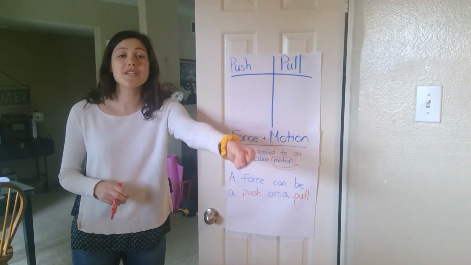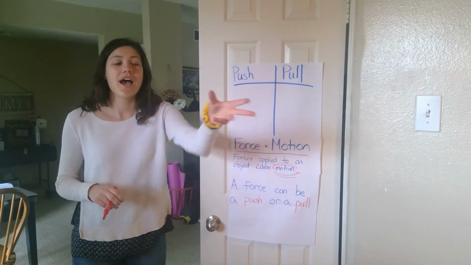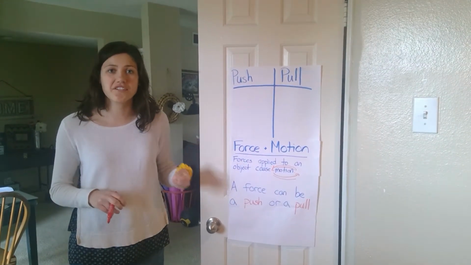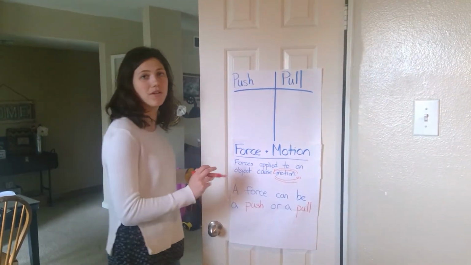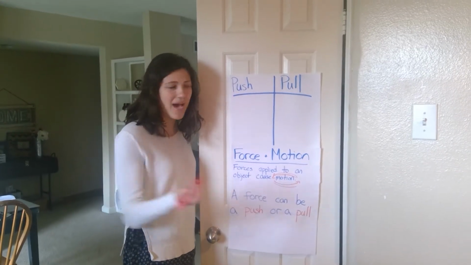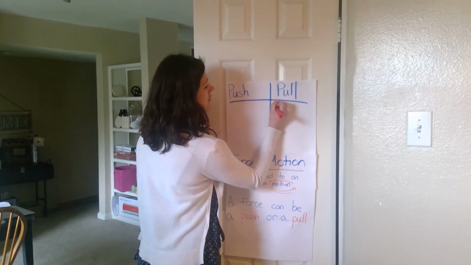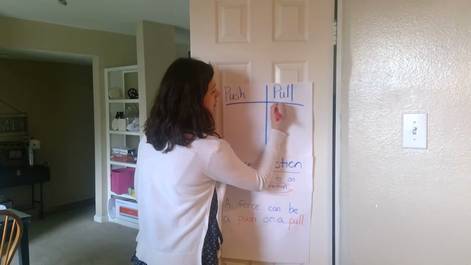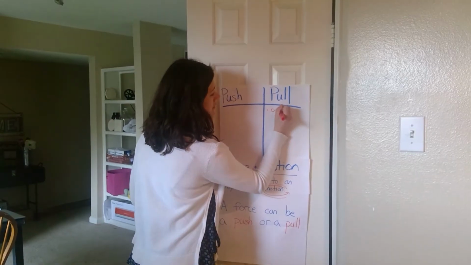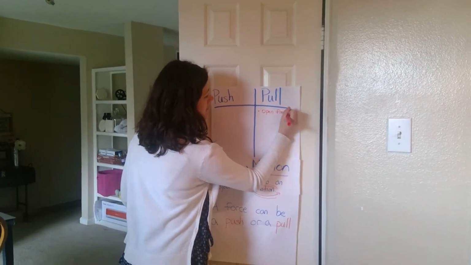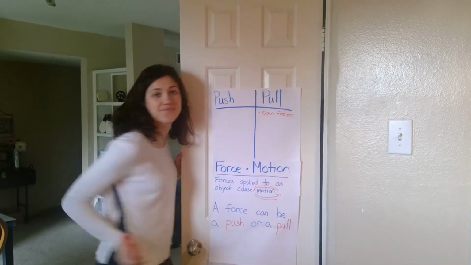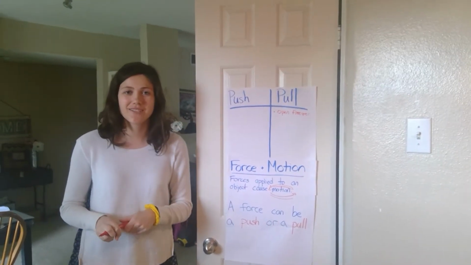So as I opened up the freezer, I was bringing the door towards me, which would mean that would be a pull. So if you got that right, give yourself a pat on the back, and we can just write on our chart, opening freezer. All right, let's get back to the kitchen.